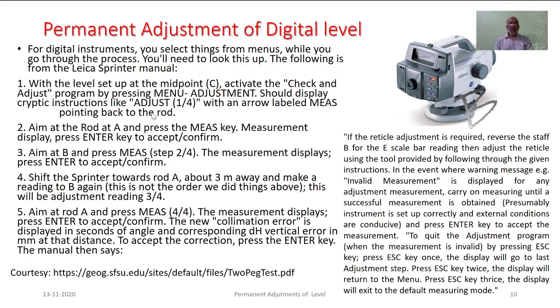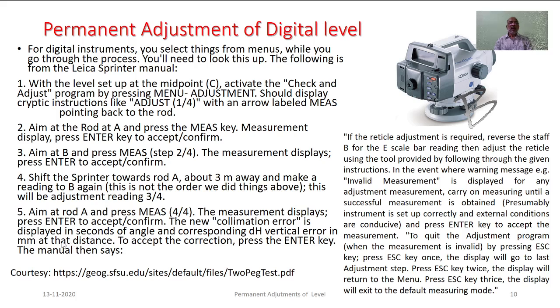Here, the way we discussed for all the categories of levels, steps 1, 2, 3 are very similar, with the equipment set up in between the two staff stations at its midway. Now shift the level towards rod A about 3 meters away and take the reading to B again. This will be the adjustment reading, which is step third out of four steps. Aim at rod A and press measure. The measurement displays, press enter to accept or confirm.